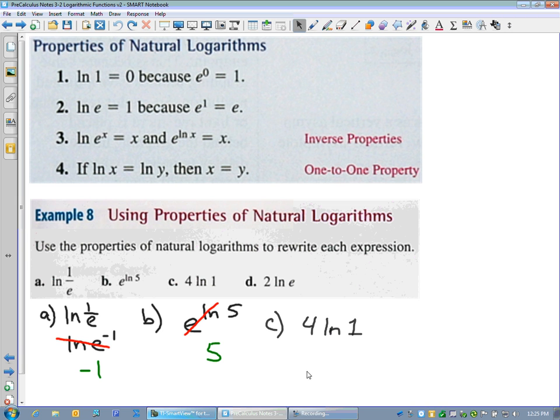For C, we have 4 times the natural log of 1. Well, because of property 1, the natural log of 1 is 0. So we can make that cancellation to be 0. So it's really 4 times 0, which is just 0. And then for D, we have 2 times the natural log of e. While using the second property, we see that the natural log of e is 1. These are ones you're going to have to memorize. And therefore, 2 times 1 is simply 2. So we will need to be able to do a little bit of algebraic manipulation using logarithms and exponents. But with a little practice, that should come pretty naturally.